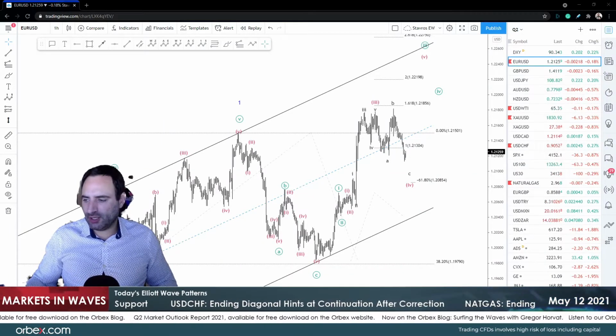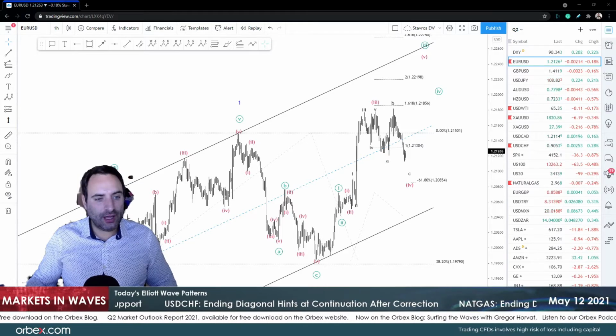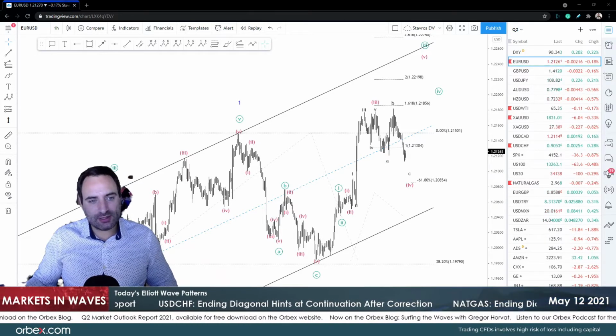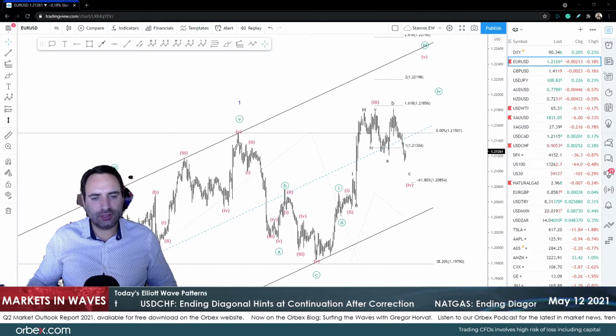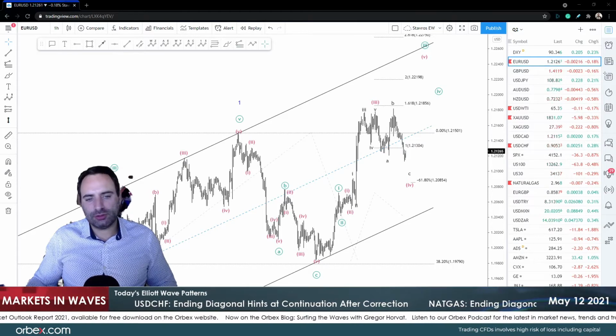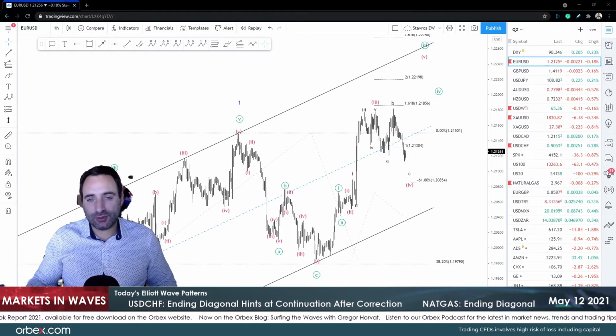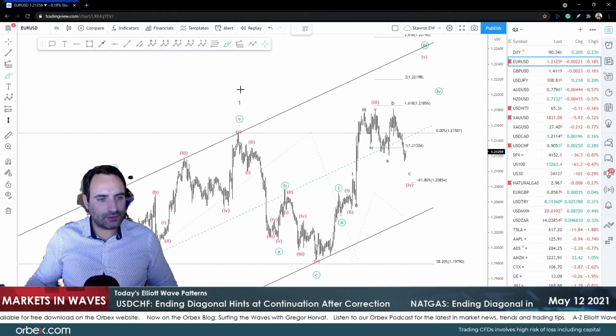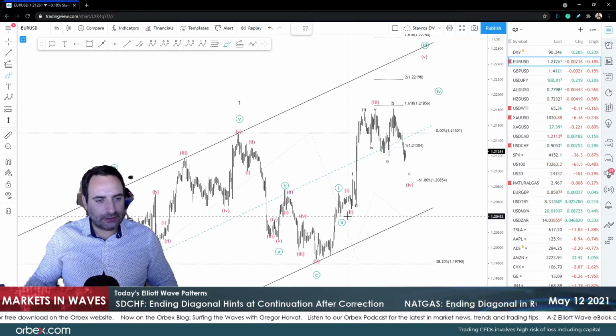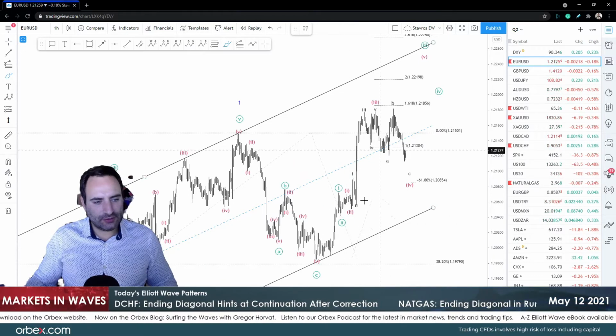Today is May 12th. It is a Wednesday, and again we are going to have a quick analysis on 5 different assets, including the euro dollar, oil, gold, dollar, Swiss franc, and also natural gas. So starting off with euro dollar, if you recall from yesterday, or the day before, we were looking at this multi-structure move to the upside.